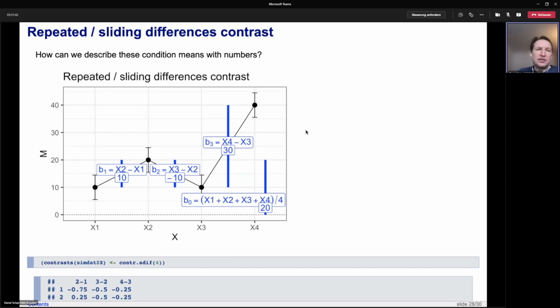Okay, so the last contrast for the session is the repeated or sliding difference contrast, also called the simple difference contrast. So how does that work? The repeated contrast always compares neighboring factor levels. The intercept is again the grand mean. Beta 1 captures the difference between the first two levels. Beta 2, the difference between the next two levels. So the first one is +10, then -10, and then the difference between the last two levels, that's +30.